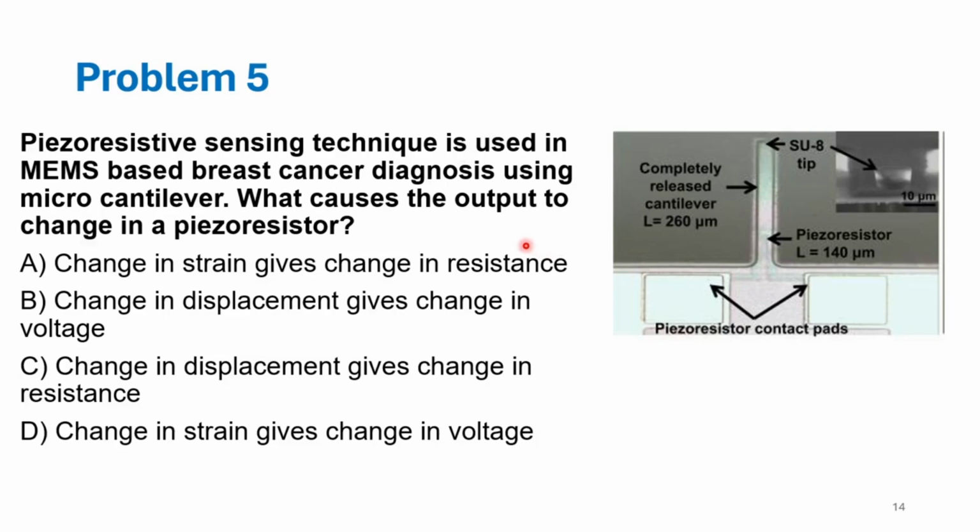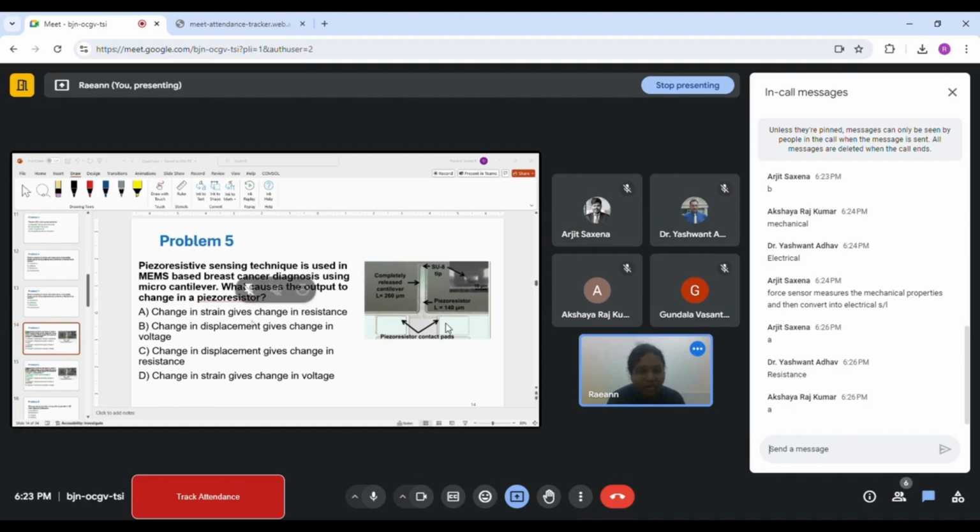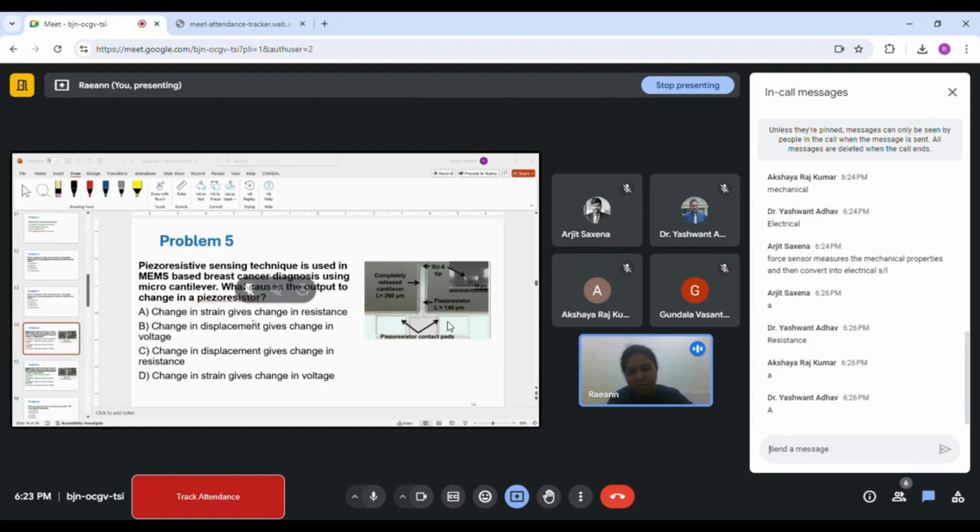So what is the answer? Everyone, what is the answer for this question? What input causes change in the output of the piezoresistor? What is the output that we measure, and what is the input that is causing the change in the output? Any answers?